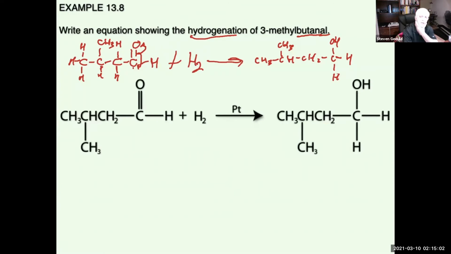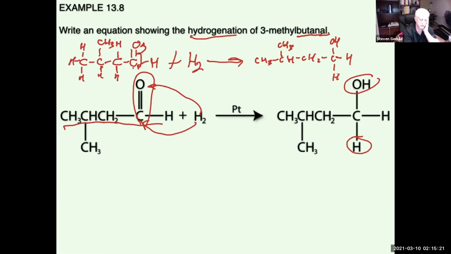So here's our 3-methylbutanal, this compound right here. Here's our carbonyl group. We're going to add hydrogen across each side of the double bond, so we have our OH and our H. That's what we've added. And we said it was 3-methylbutanol, or 3-methyl-1-butanol.